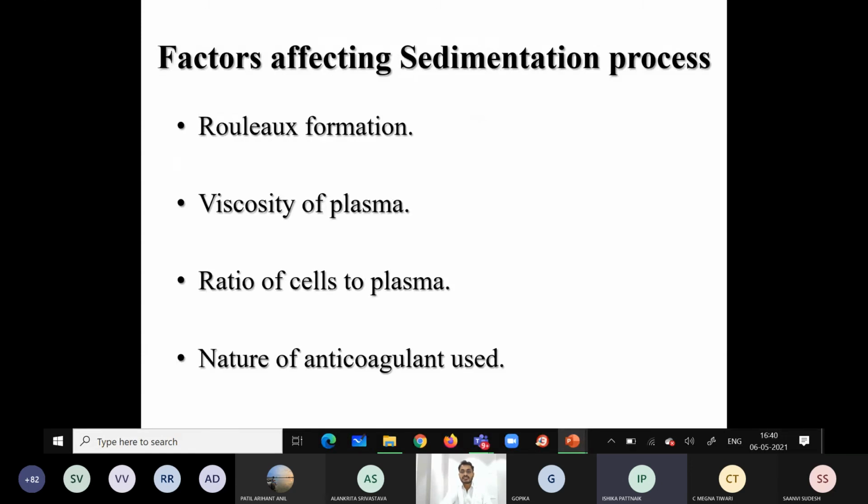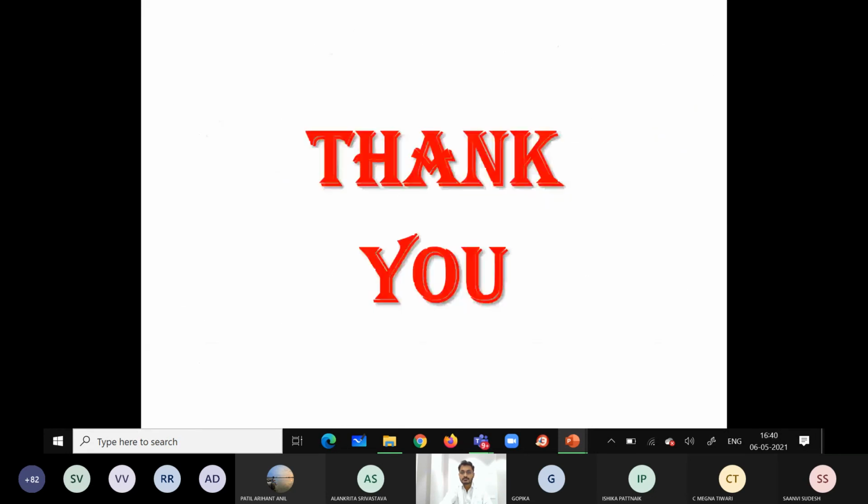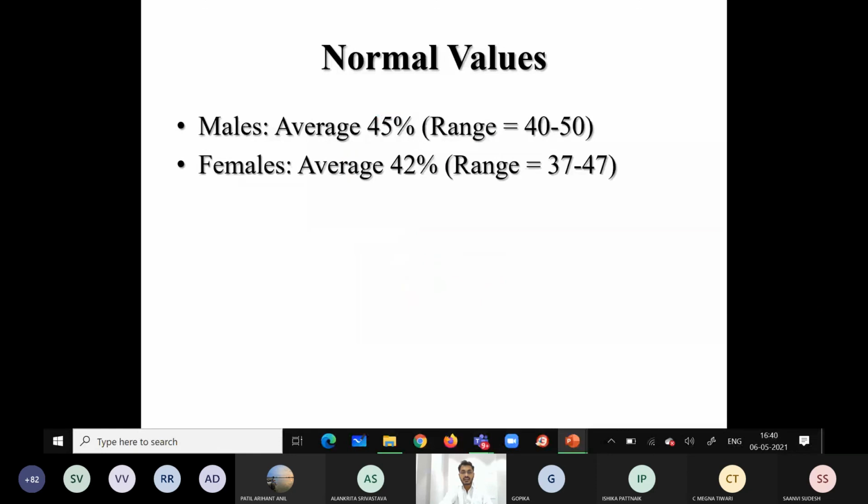So these are the factors affecting the sedimentation process, like rouleaux formation, viscosity of plasma, ratio of cells to plasma, and nature of anticoagulant used. So this was my last slide. Normal values of PCV.